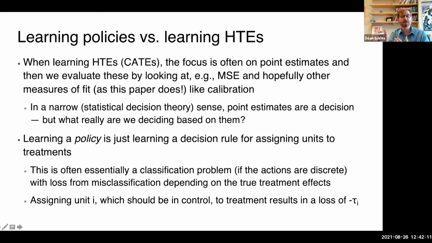One may be that this is informing some theory, right? That our theory makes predictions about who the treatment effects should be large for and who they should be small for, or that our theory says that they should be uniformly positive for anyone.